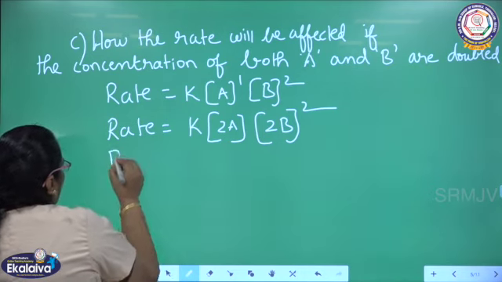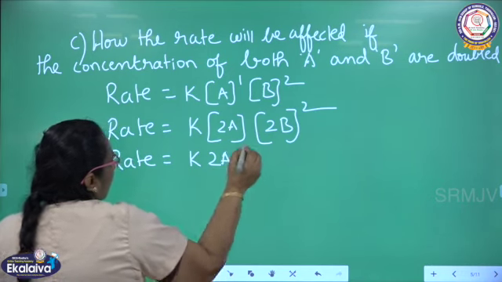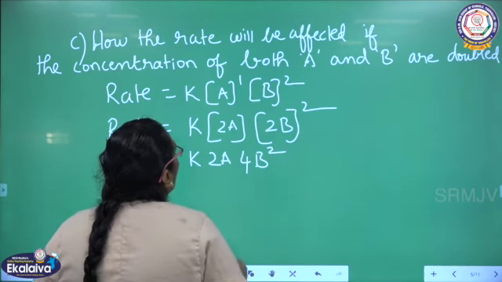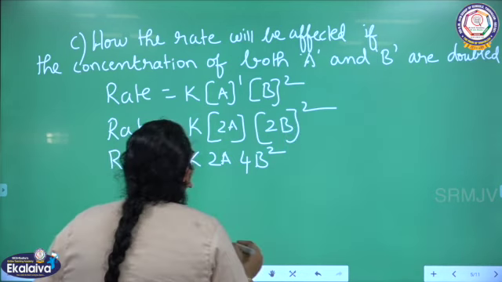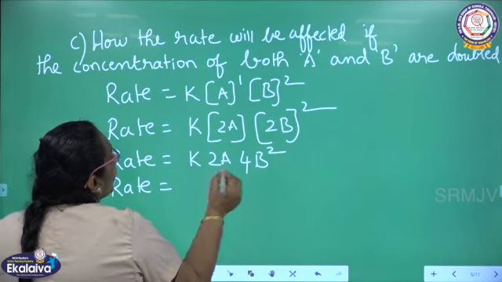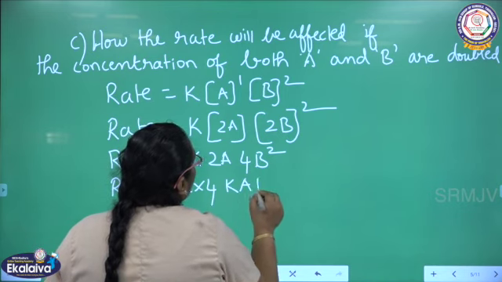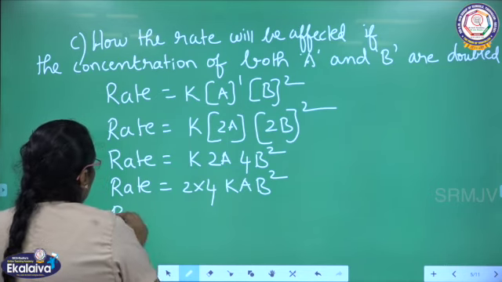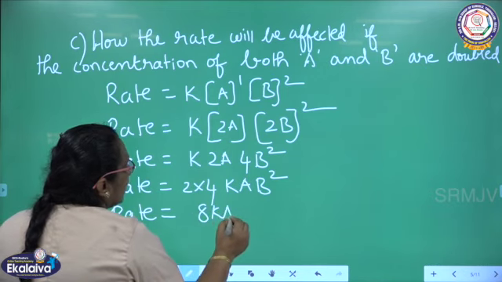So rate is equal to K into 2A, 2B the whole square. 2 square is 4, B whole square is B square. So what will you get? Rate is equal to 2 into 4 K A B square. Rate is equal to 2 fours are 8 K A B square.